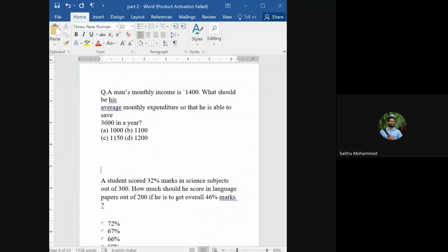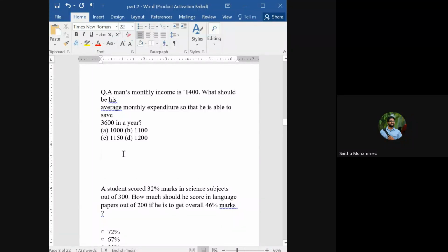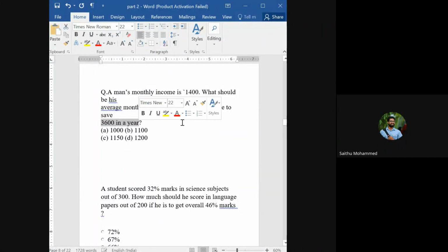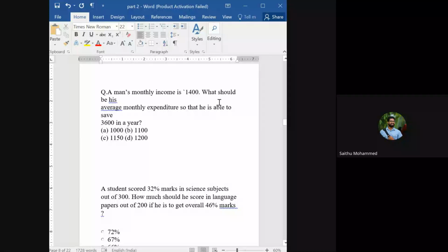Now we'll do this one. A man's monthly income is 1,400. What should be his average monthly expenditure so that he is able to save 3,600 in a year? This is also similar to the previous question. We are given the monthly income of a person, which is 1,400. That means monthly he's getting an income of 1,400. We need to find out what should be his average monthly expense.